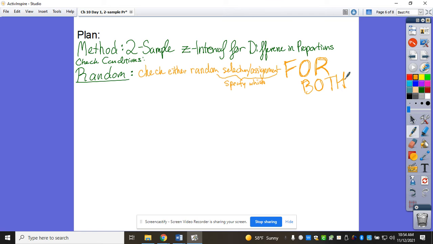Sometimes that one can get a little wordy. I mean, not like crazy wordy, but sometimes it's really quick, or it will be like, stated it was an SRS from both this group and this group, and that would be it. Well, then put random selection. So that one doesn't get that much wordier, even though it's too simple.